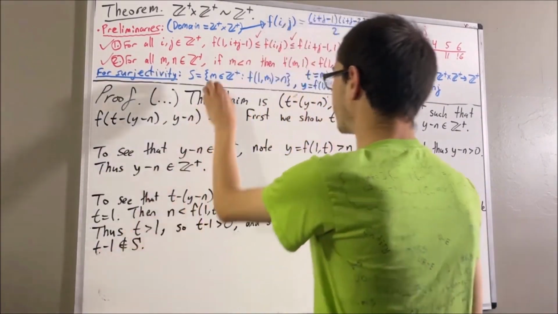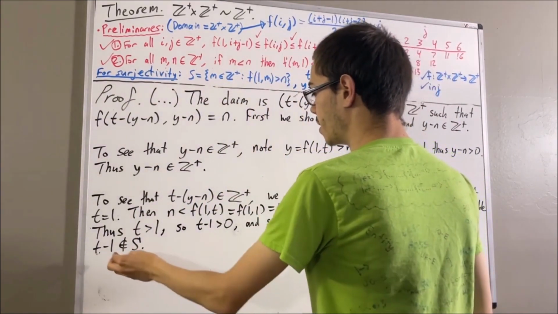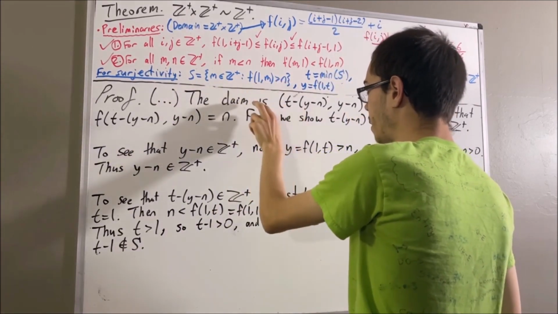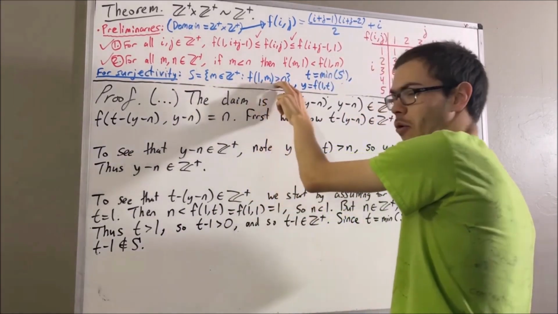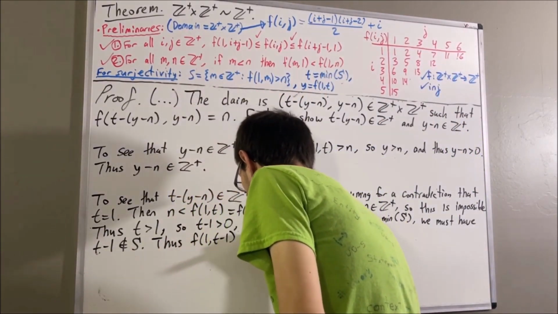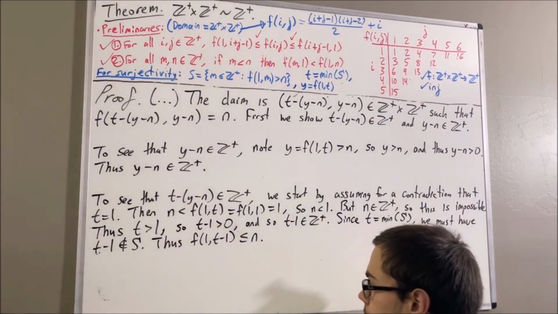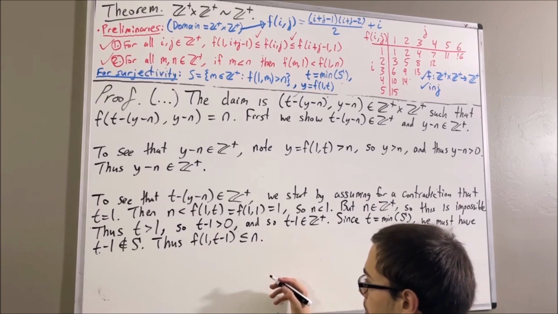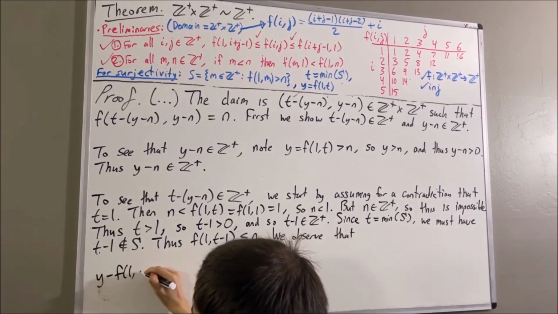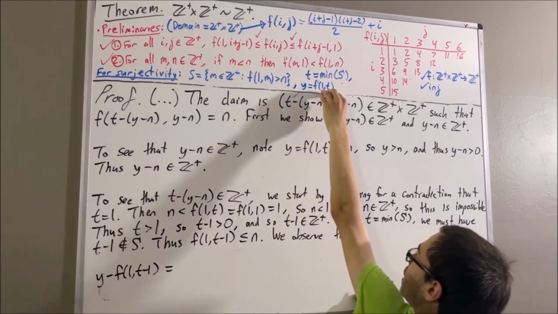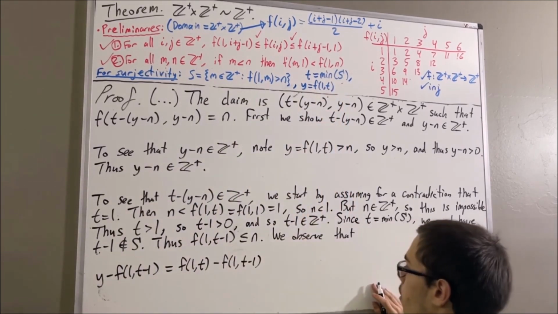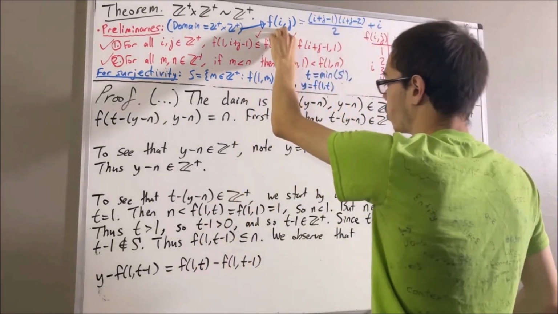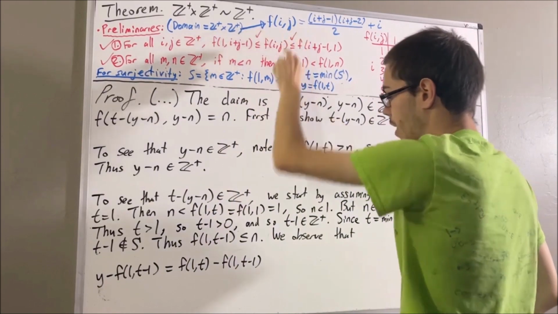So t minus 1 is not an element of s. What this means is it is not the case that f of 1 comma t minus 1 is greater than n. We must instead have that f of 1 comma t minus 1 is less than or equal to n. Now, let's perform a computation. If we do y minus f of 1 comma t minus 1, here's what happens. We know that y is equal to f of 1 comma t. And if we write out what f of 1 comma t is, using our formula, well, we're going to replace everywhere you see an i with a 1, everywhere you see a j with a t.